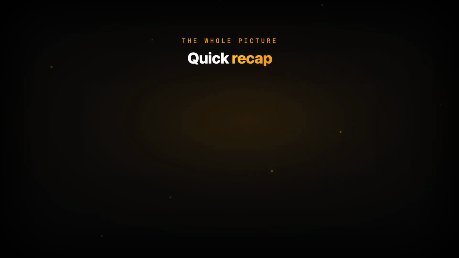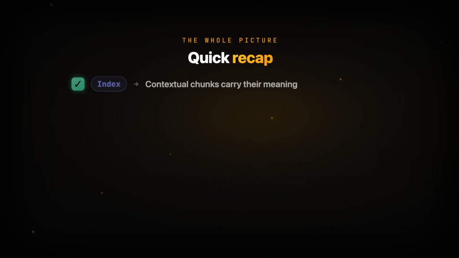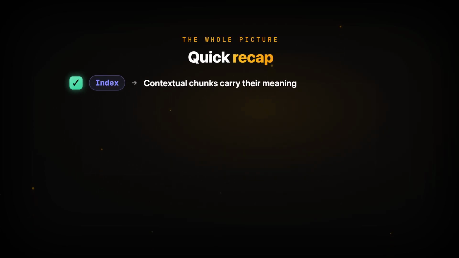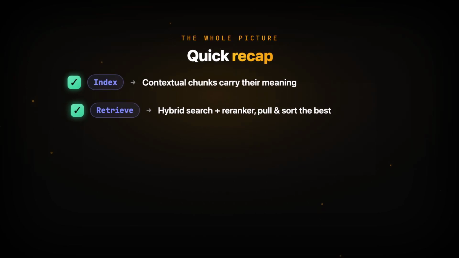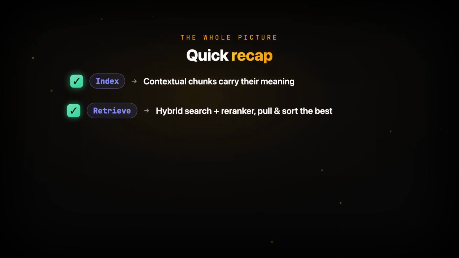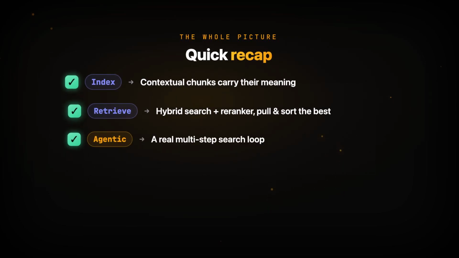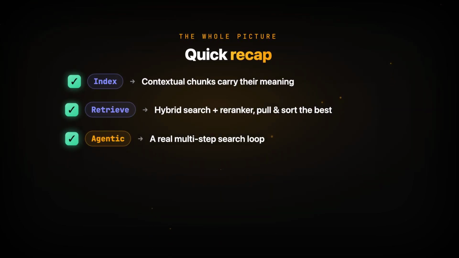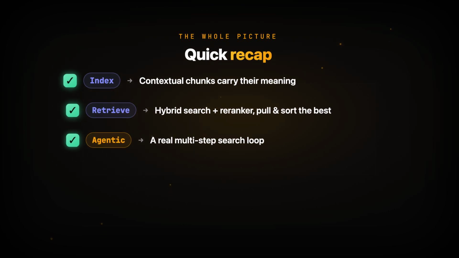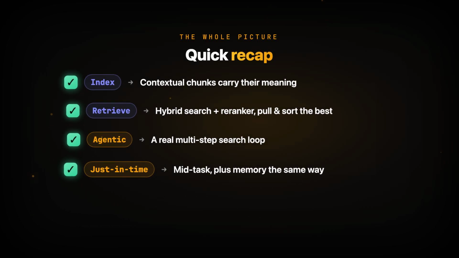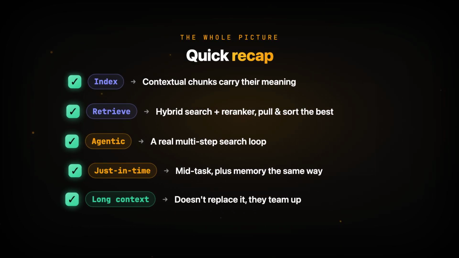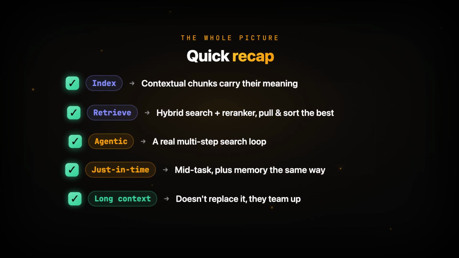Quick recap of how agents find the right context. It starts at indexing, contextual retrieval, so your chunks carry their meaning. Then hybrid search plus a re-ranker pulls and sorts the best results. Agentic retrieval lets the model run a real search loop going multi-step until it has the answer. It retrieves just in time, mid-task, and works on memory the same way. And large context windows don't replace any of this, they work alongside it.